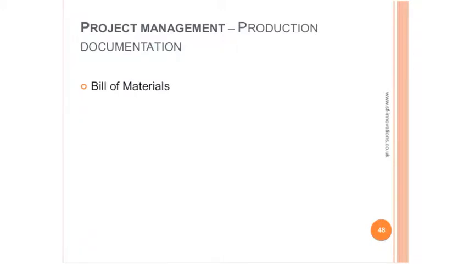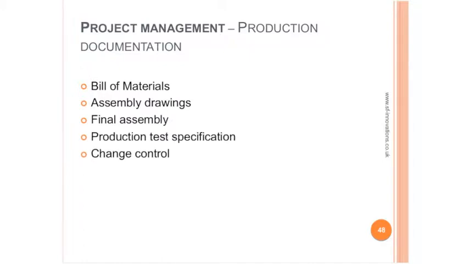Production documentation. Right at the end of the stage, when you hand over to production, be it within the company or outside: bill of materials, assembly drawings, final assembly, product test specifications, change control. This is an all important part. This is a production package that you will have to pass on to make sure that the product can be mass-produced. In a lot of companies, this is done verbally and not documented, which is great if it's within the company, but when it comes to increased volumes, it will be impossible to do without having this documentation in place.